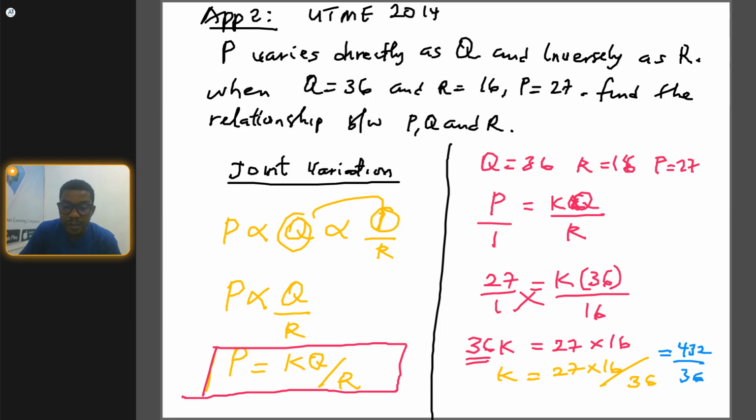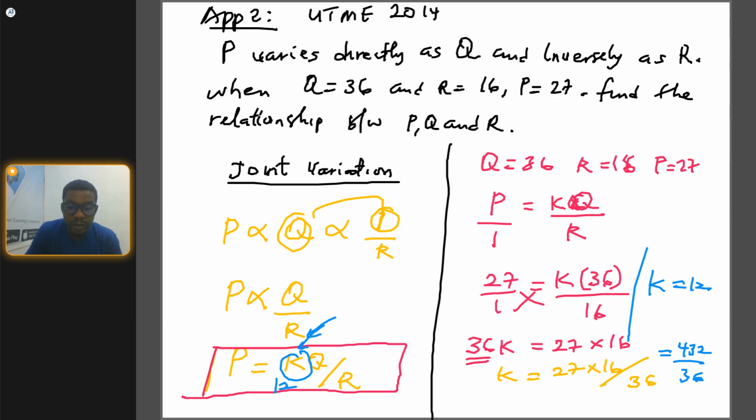And this will give you that K equals what? 12. The value of K will be equal to what? 12. Now, once you have gotten the value of K, you come back to your relationship and change this K to what? 12. Once you change the K to 12, now you've gotten the final answer.